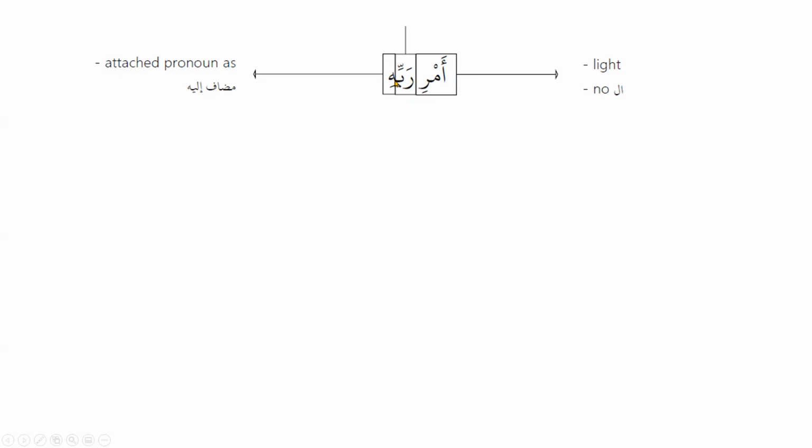And hi is an attached pronoun, and we said as soon as you see an attached pronoun with an ism, it's an idafa. So Amri Rabbihi, the command of his Lord, or his master's command. You can translate it this way too, the same thing. See how this is also a chain. There are 3 words, because Rabbi, the middle word, is a mudaf ilay for Amri and also a mudaf for Rabbihi.